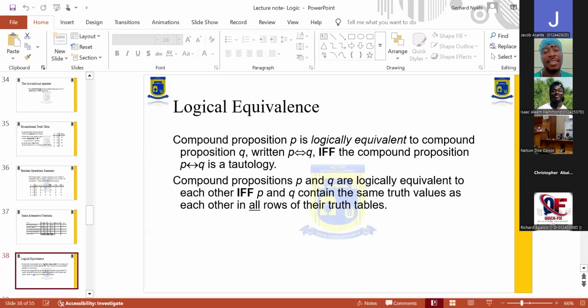So logical equivalence. When we talk about logical equivalence, equivalence tells us that two things are equal. So you make a particular compound statement at the left-hand side, and you equate that same statement to another compound statement under different conditions to see whether they are logically equal.